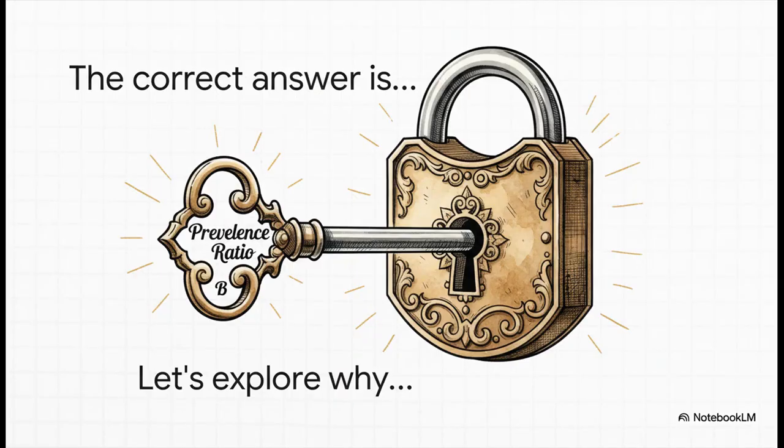Okay, time's up. The answer is B, the prevalence ratio. Hey, if you got it right, that's awesome. If not, seriously, don't sweat it, because the real question isn't just what the answer is, it's why, you know? Why is the prevalence ratio the perfect tool for this job, and what in the world do all those other options even do? Let's figure it out.